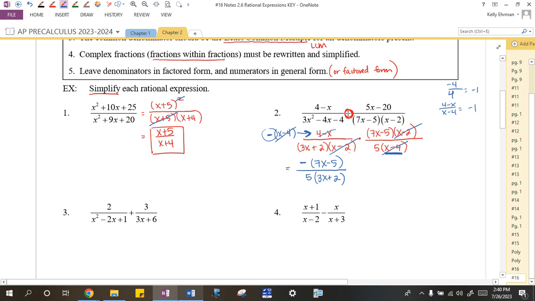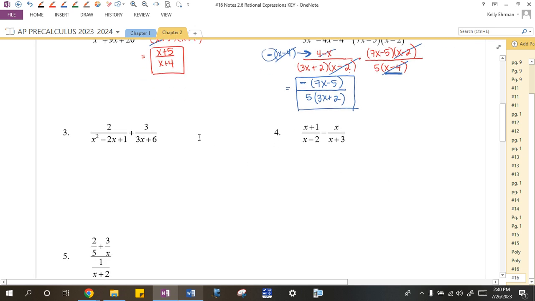This is a problem where I said numerators should be in general form or factored form. It does not matter to me if you distribute this negative through or not. There's no benefit to doing so. So I'm just going to leave my answer like that. And there's no benefit to distributing the 5 through either. The only time you would take time to do that is if you're looking for your answer on the AP exam in a multiple choice format and you see that they've done that.